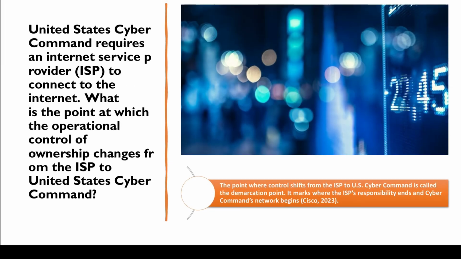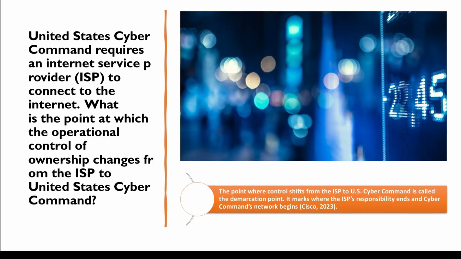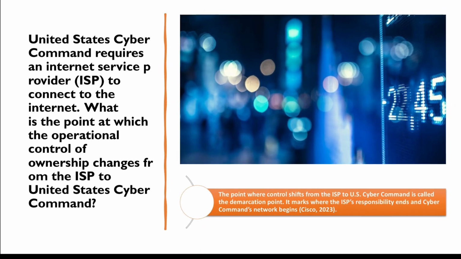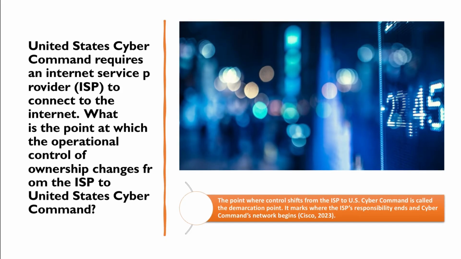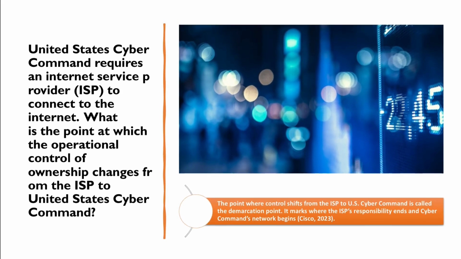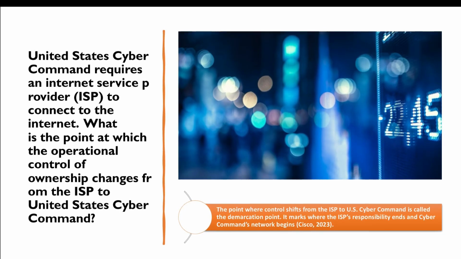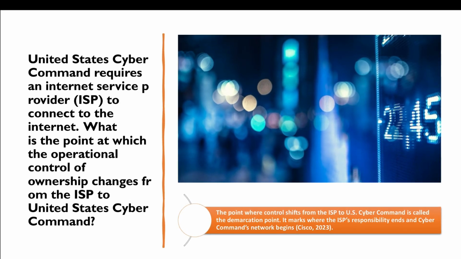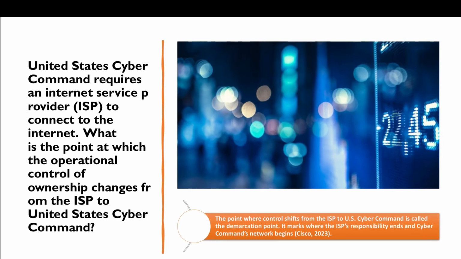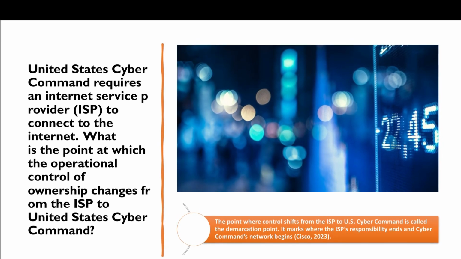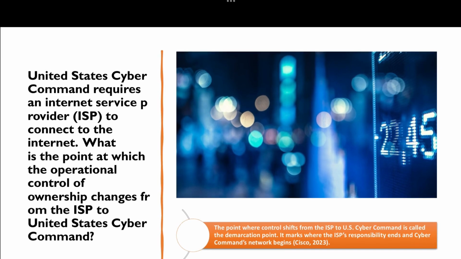The next question is, the United States Cyber Command requires an internet service provider to connect to the internet. What is the point at which the operational control of ownership changes from the ISP to the United States Cyber Command? That point is called the demarcation point, or DMARC. It marks where the ISP's network ends and the Cyber Command's network begins. The ISP is responsible up to the point, and Cyber Command manages everything past it.